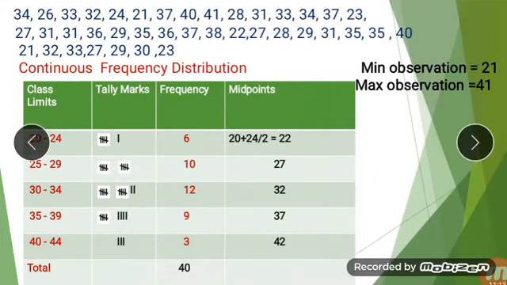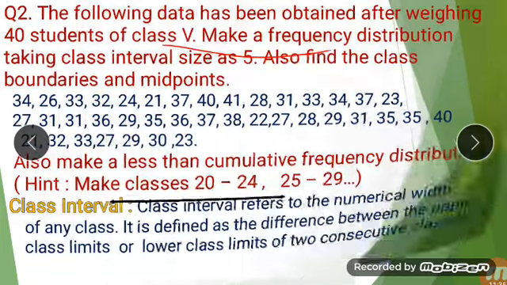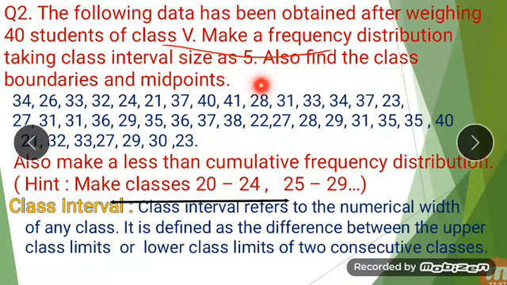If you add this up, it will give you 40. As 10 plus 12 is 22, 22 plus 6 is 28, 28 plus 3 is 31, 31 plus 9 is 40. You have to count the number of observations here, so it should also be 40. The next part of the question is that we are going to find the class boundaries and midpoints.